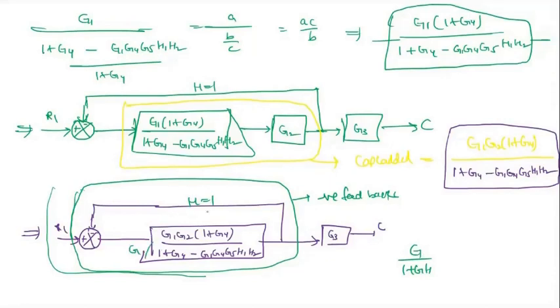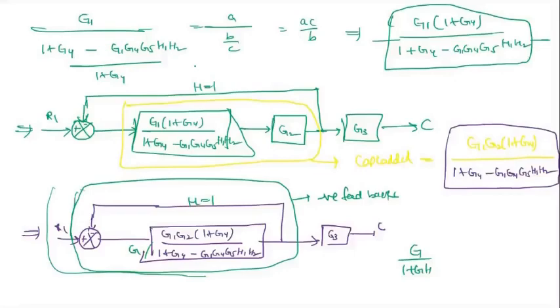If you simplify it, whatever value you get is cascaded with G3. So finally you will get the overall function. Let me simplify it. Here G is nothing but this function, and H is nothing but 1.